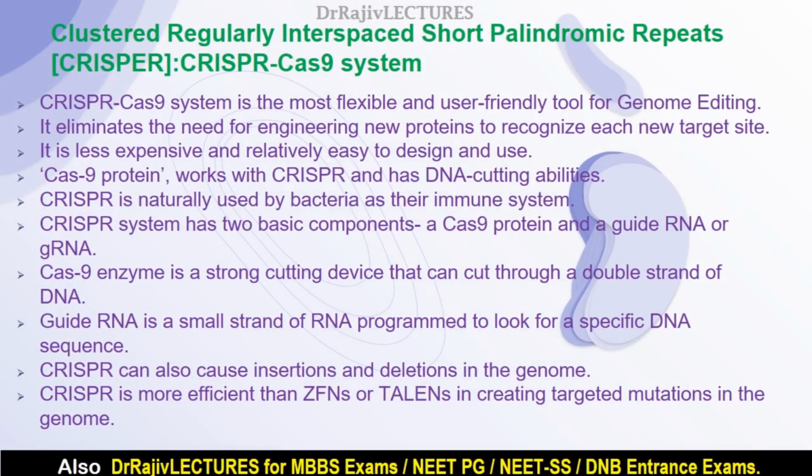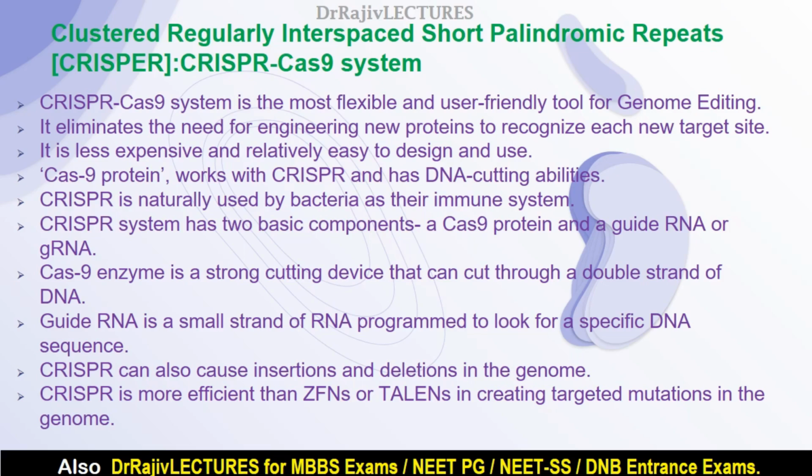CRISPR gene editing has evolved as one of humanity's most powerful technologies. The CRISPR-Cas9 system is the most flexible and user-friendly tool for genome editing. It eliminates the need for making new proteins to recognize each new target site. It is less expensive and relatively easy to design and use compared to older technologies such as zinc finger nucleases. This is one reason why CRISPR is a game-changing technology.